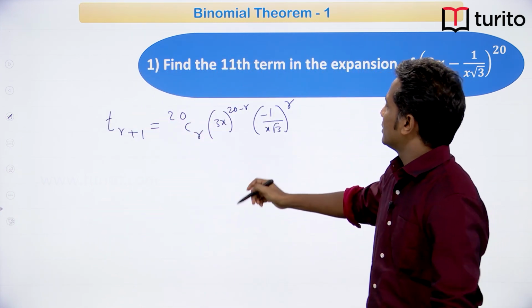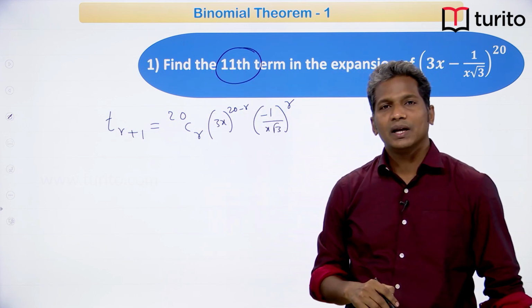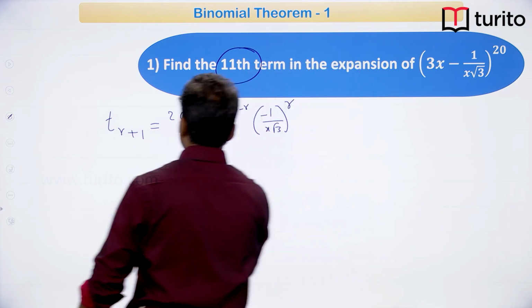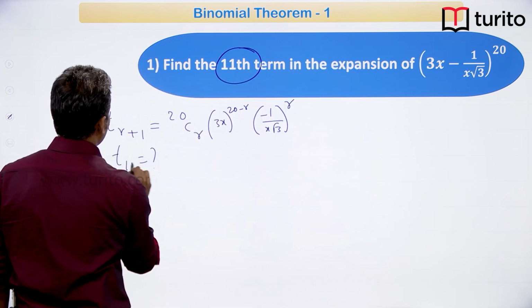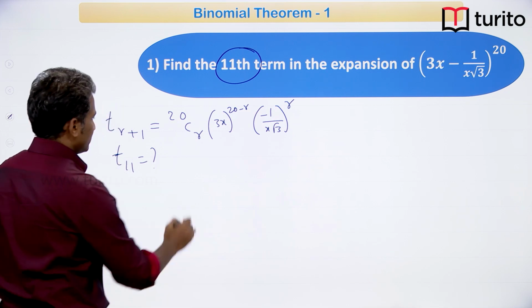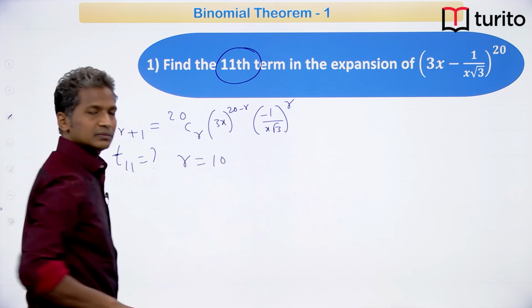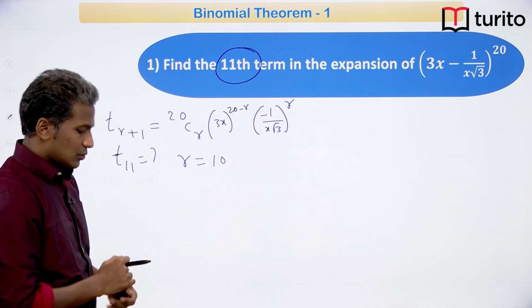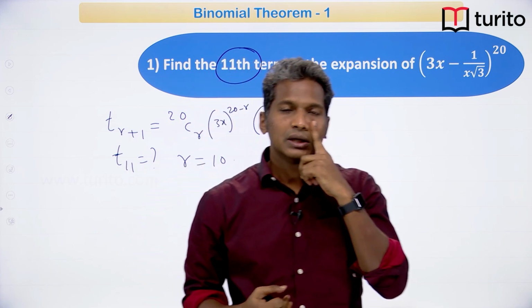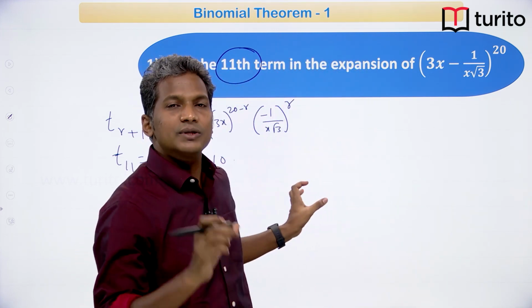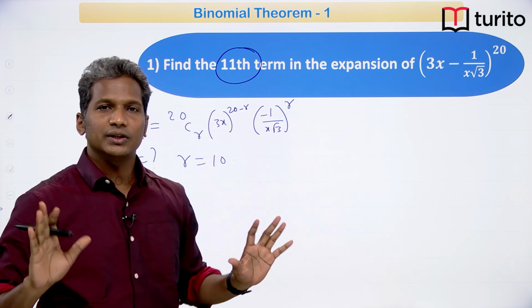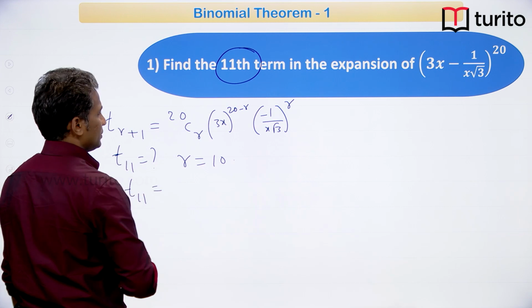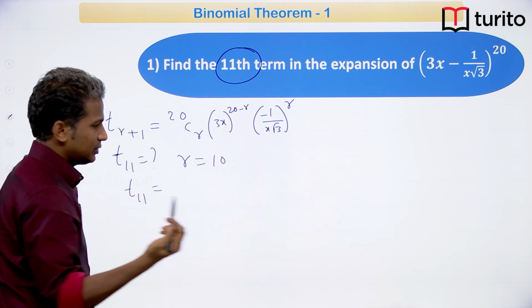Now, what is the question? We have to find the 11th term. That means we want T11. If we are interested in T11, what should be the value of r? r should be 10. So put 10 here and get the answer. In fact, in these types of questions, when you crack r equal to something, you have cracked 50% of the problem. Now whatever the remaining required term is, we can calculate it by substituting r equal to 10.